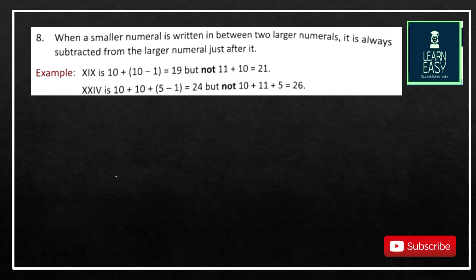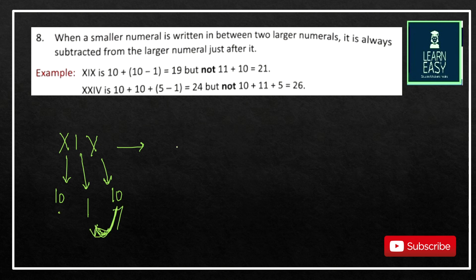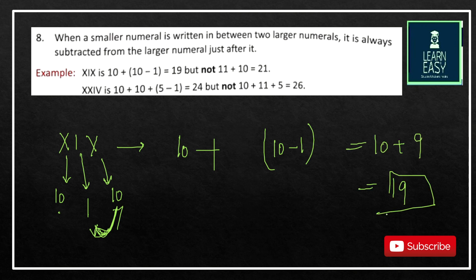Let's go to the next rule. Eighth rule, and this is the last rule for all of you. When a smaller numeral is written in between two larger numerals, it is always subtracted from the larger numeral just after it. That means, if I have a number like this, this is 10, which I know, this is 1 and again this is 10. So I will not touch the first one. That is 10 plus, and then 10 minus 1. Do you understand? So that's 10 plus 9, which is equal to 19. We cannot say 10 minus 1 for the initial ones.